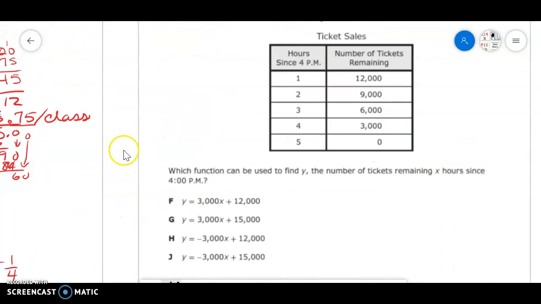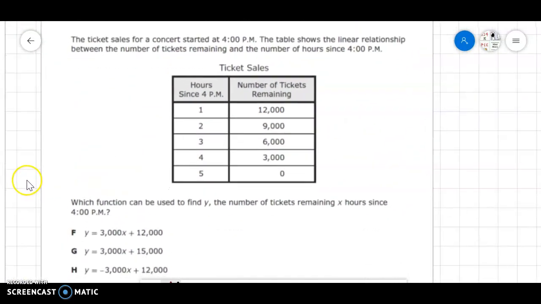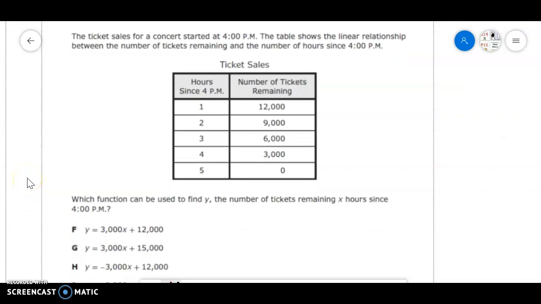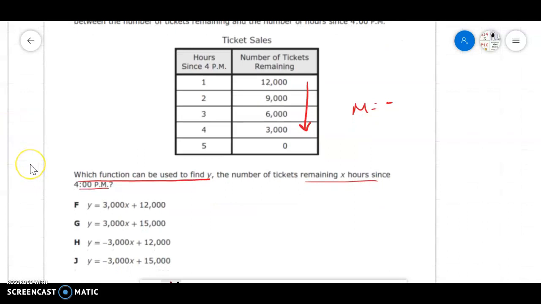Then we had this last question. Which function can be used to find y, the number of tickets remaining x hours from 4 p.m.? So you can see that it is in fact going down. So that means that our slope is negative. So we could definitely eliminate a couple of answers. So we should not be choosing F or G because we know our slope is negative. And if we look at it, it is going down 3,000 every 1 hour. So we know our equation so far is -3,000x.